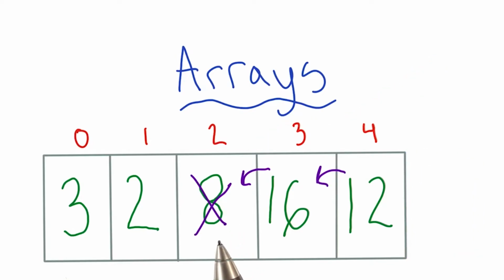Deletion causes a similar problem. If you delete an element, you have an empty box. You can't just look at the index and say that this is the fourth element anymore, since there's an empty box before it.